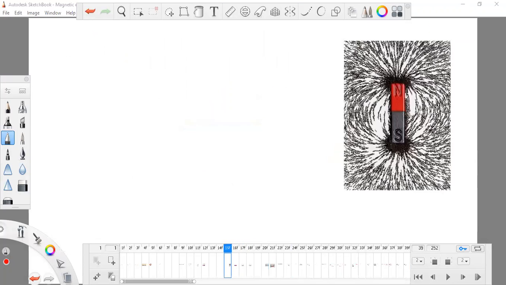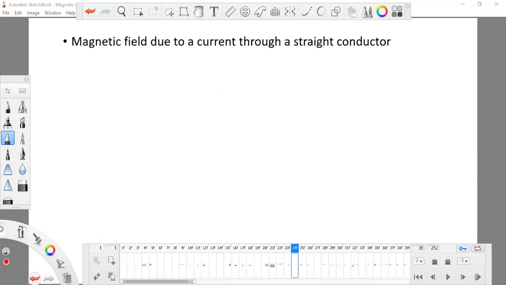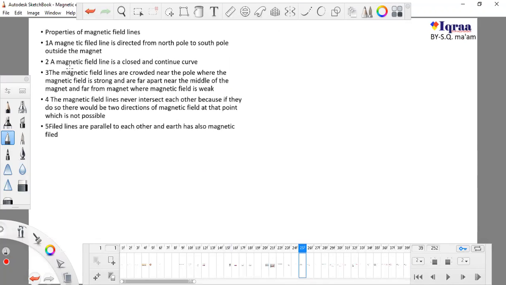There are so many properties of magnetic field lines. Hopefully I can find this. So these are properties of magnetic field lines. First, magnetic field lines are directed from north to south outside. This was something we studied in previous classes.